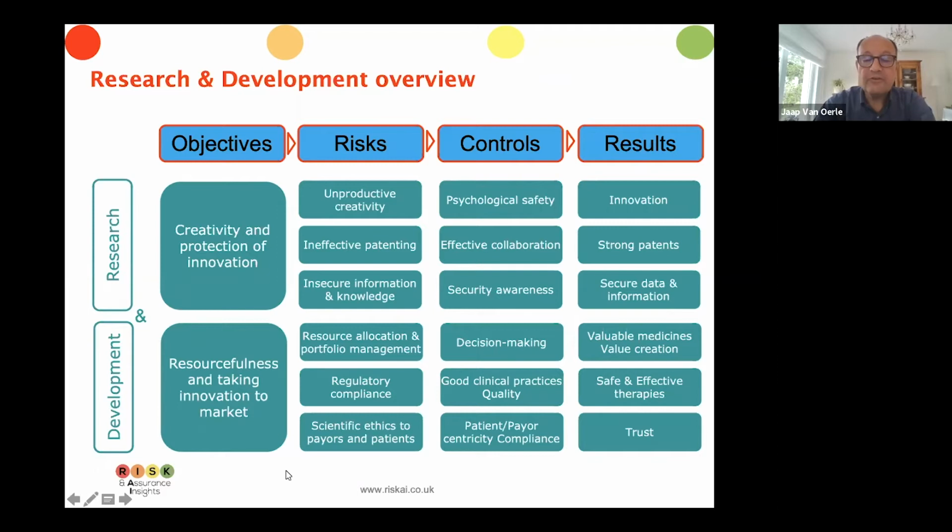Then the third element is, and this is relevant in the late stage of development, when we're getting closer to going to market, we now have quite a large number of patients involved in clinical trials. And there's a lot of scientific ethics that we need to consider towards patients, but also towards payers, to make sure that clinical trials are not used as early launches before the organization has a marketing authorization. And of course, this is very important to maintain trust in the organization.